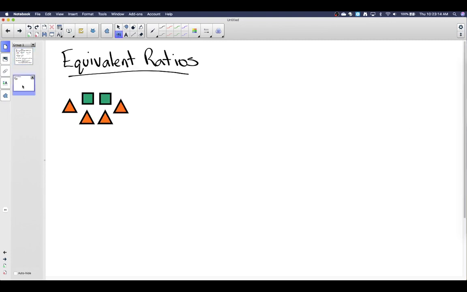All right, here we go, I've got some shapes here. I can compare these two shapes together because they fall under the same category of shapes. I know they are different shapes, so I can compare the smaller grouping to itself. I could compare the number of squares to the number of triangles. If you can count them here, we have 2 squares compared to 4 triangles.